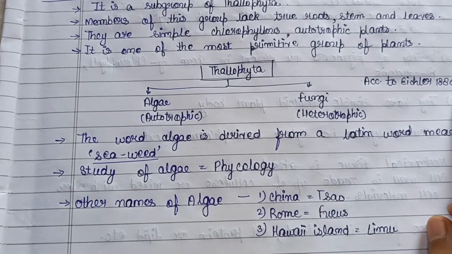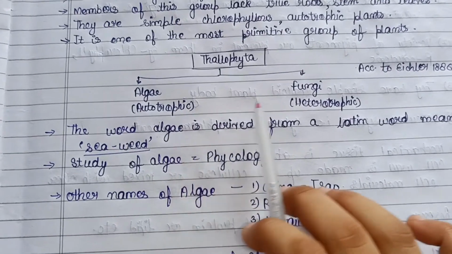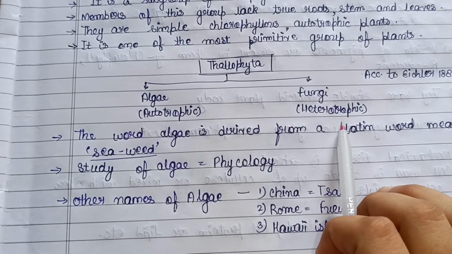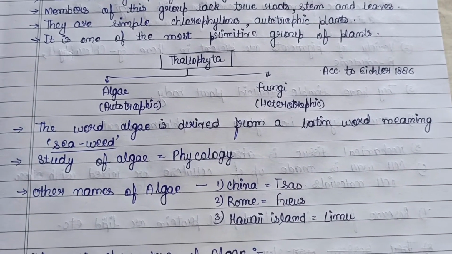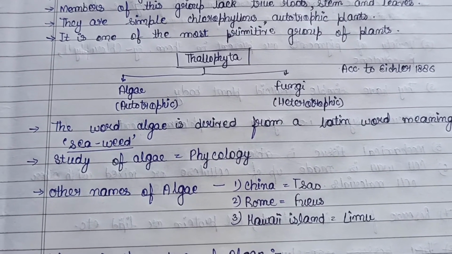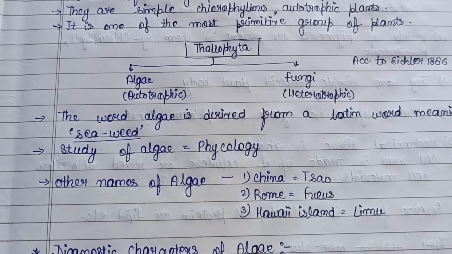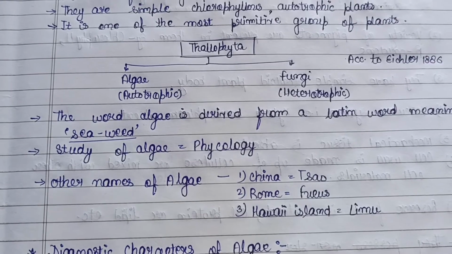He put the algae into the autotrophic category, and the fungi into the heterotrophic category, that is, they do not make their own food. The word algae is derived from a Latin word meaning seaweed, and there is also a Greek word, phycos, that also means seaweed. So the study of algae is known as phycology.